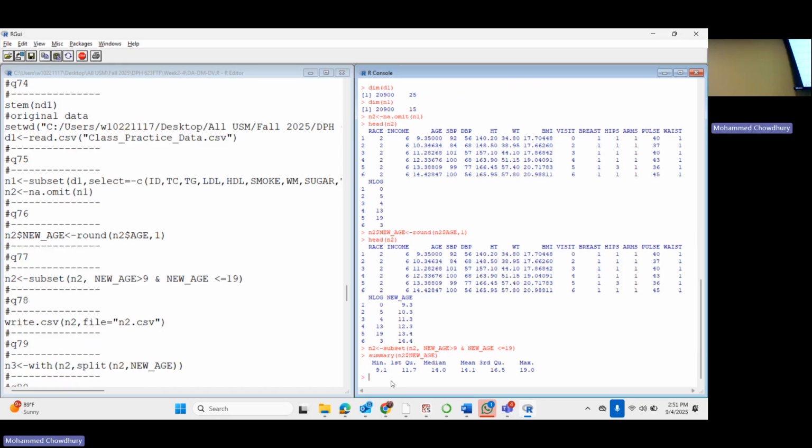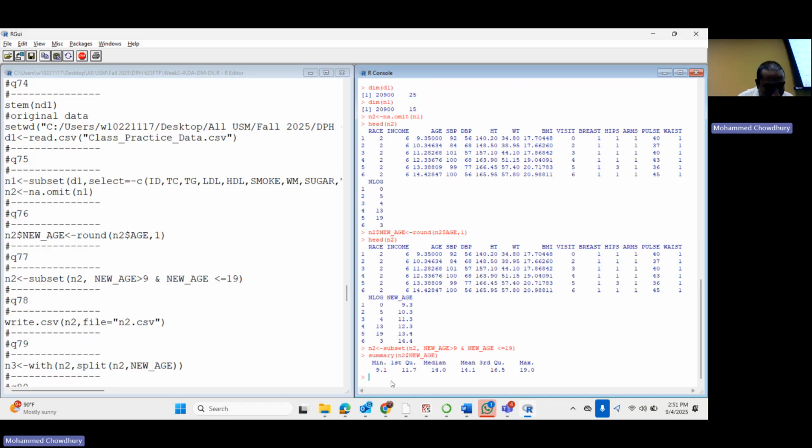Are you seeing now 9.1 to 19? Because I subsetted the N2 data by taking age greater than 9, less than 19. Now for 9.1, I should have one data set. 9.2, I will have another data set. 9.3, I will have another. And 19, I will have another. So instead of one data set, now I will have 100 data sets if I split them by age.